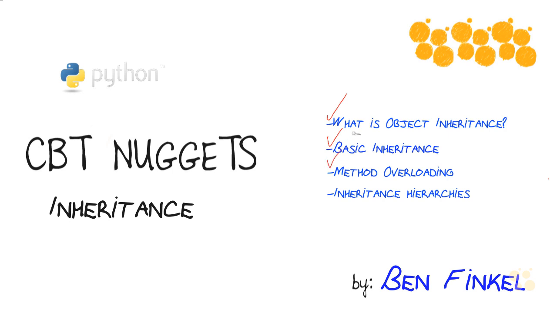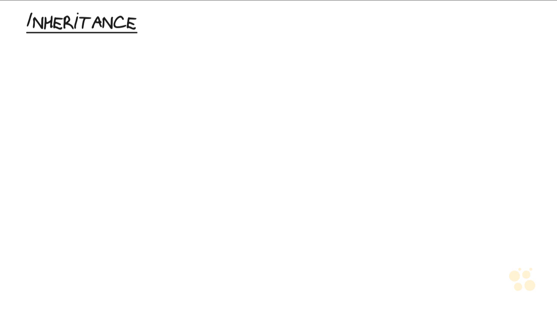We'll talk about method overloading, how you can define the same method over and over throughout your class hierarchy. And then lastly, we'll take a look at inheritance hierarchies. We'll talk about implementing multiple inheritance down a chain of classes so that you can have a good sound structure inside of your code. There's a lot to go over. Let's get going.